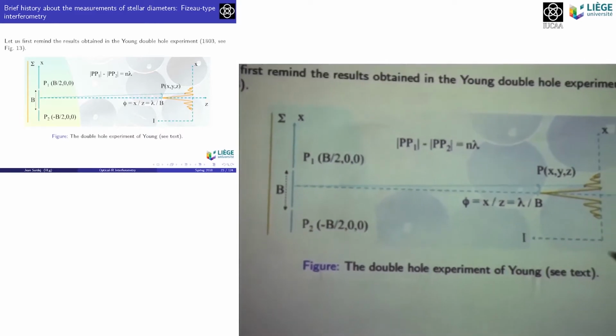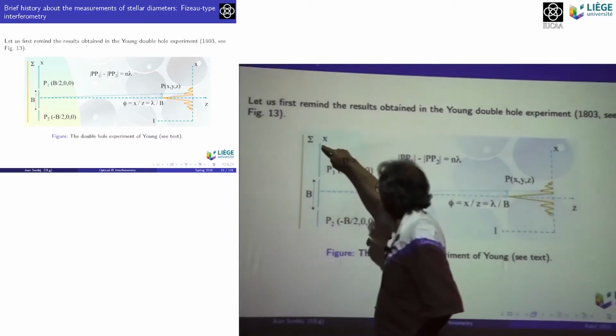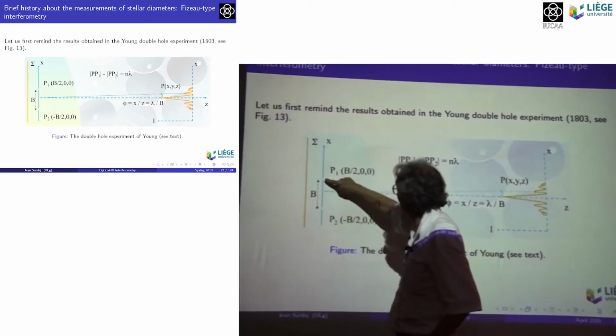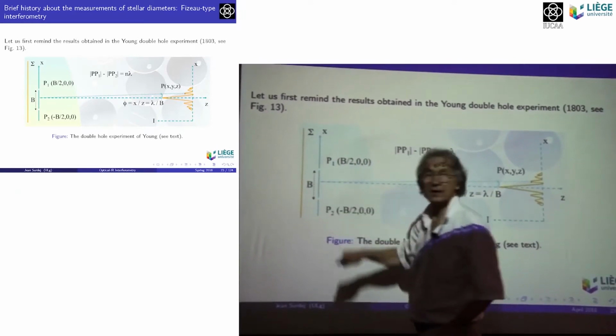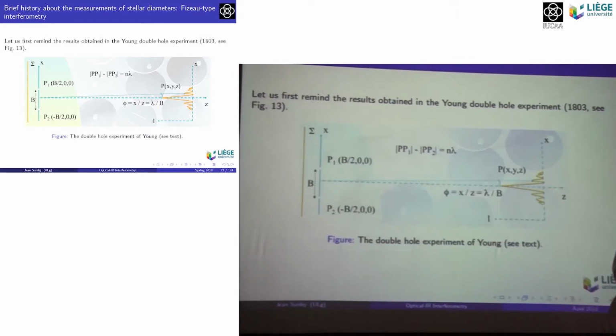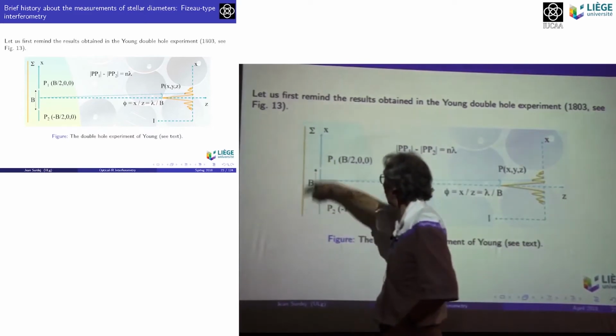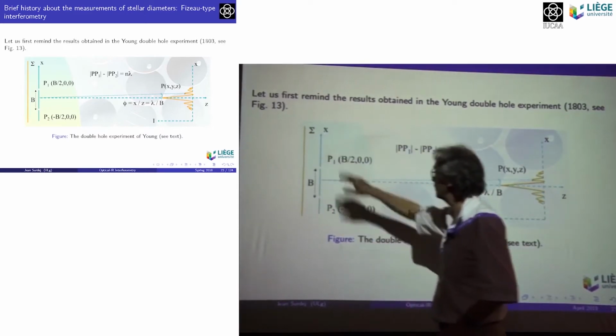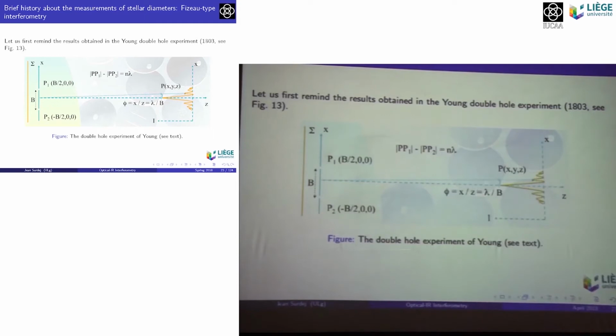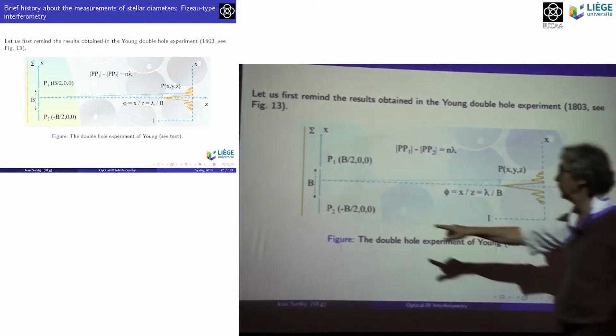So here I have represented a screen with two holes in the screen. And then the plane wave, monochromatic at wavelength lambda, represented here in orange, falling on the screen. So it comes from a very distant light source. Now the separation between the two holes is B.